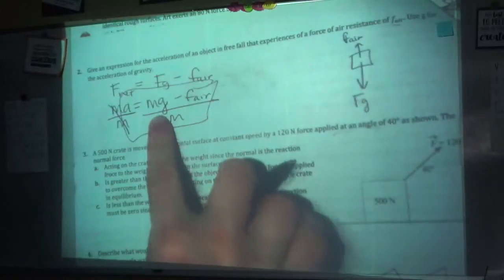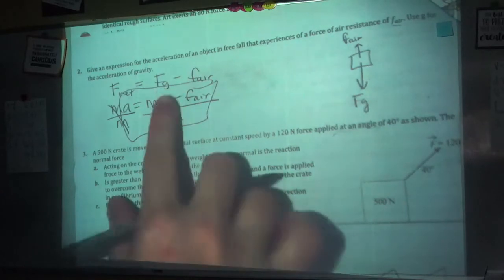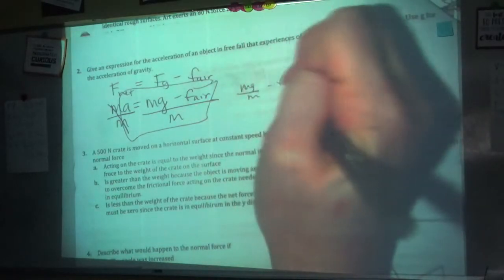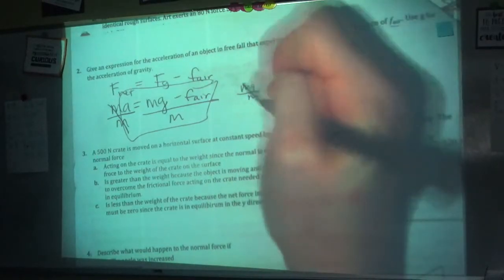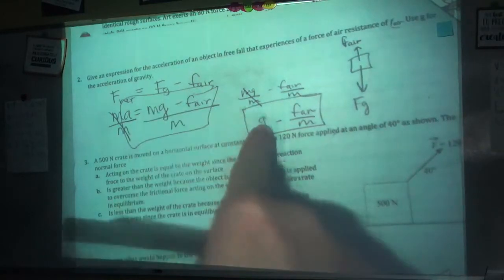Now, on multiple choice, you might see it look a little different. I cannot just cross off the m's because there's an m in this term, but not in this term. What you could do is you could have said mg over m minus F air over m. Here, the m's cancel out, but not in this one, so that's the same as g minus F air over m. That would be the same as this. Either way, you would get it correct for a free response, but you need to know that they are the same for multiple choice.